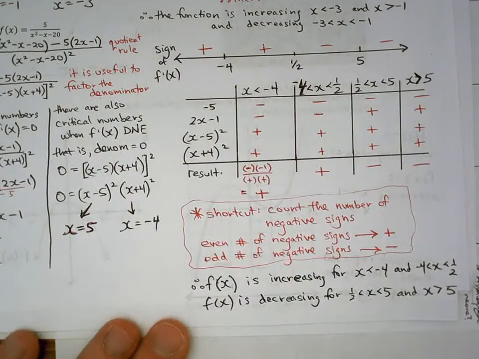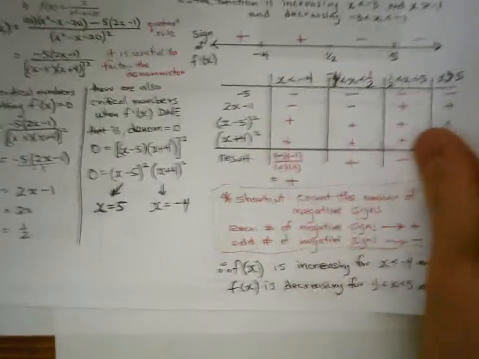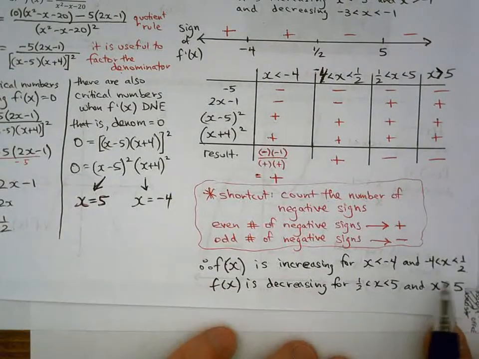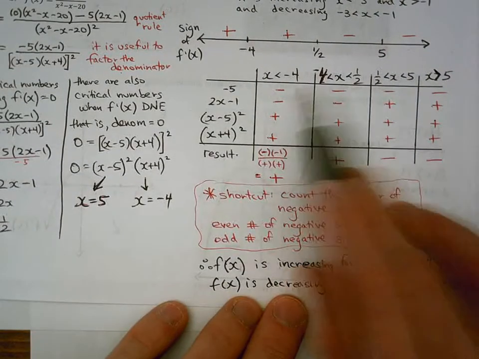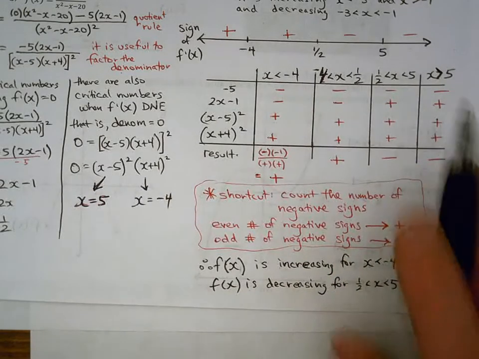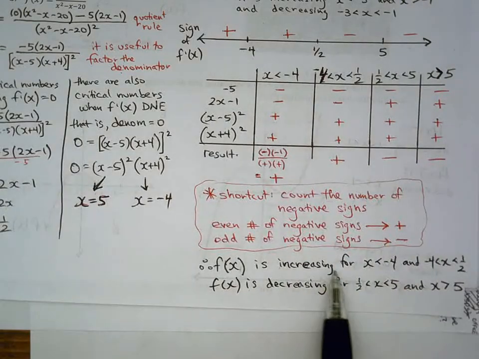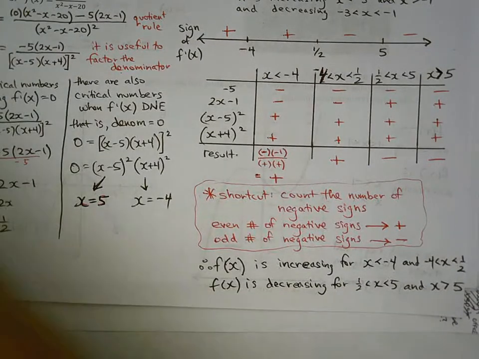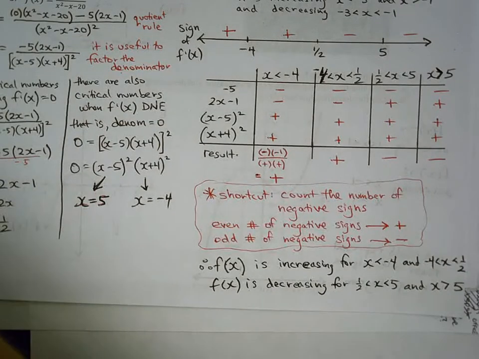You might be asking, what about at negative 4 or at half? Those are critical numbers where the function is neither increasing nor decreasing, so don't worry about those. Make sure you write your intervals like that. That is it for our increasing and decreasing functions lesson. That's the first step in being an expert at curve sketching.